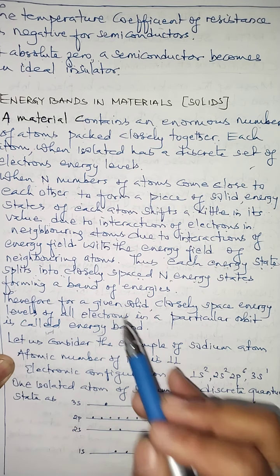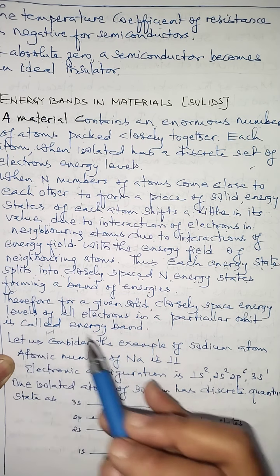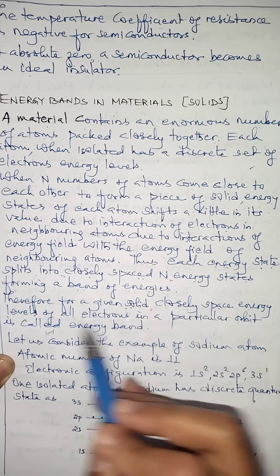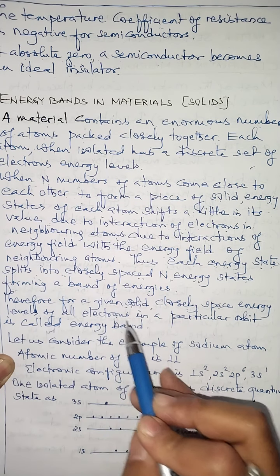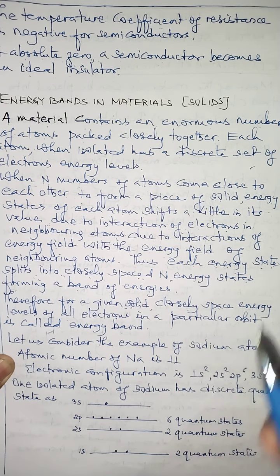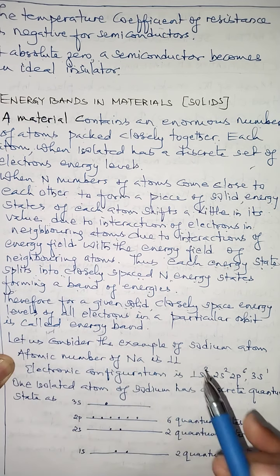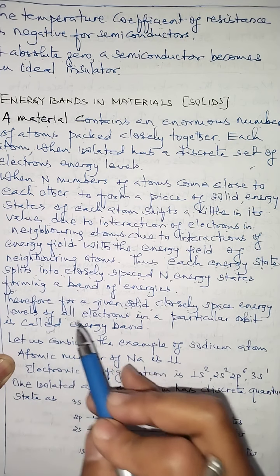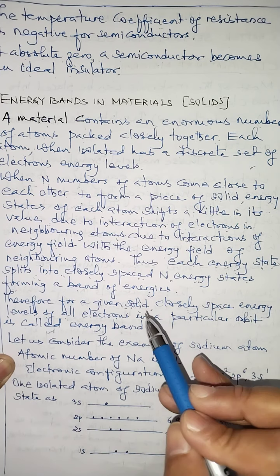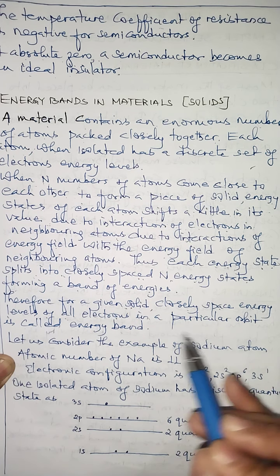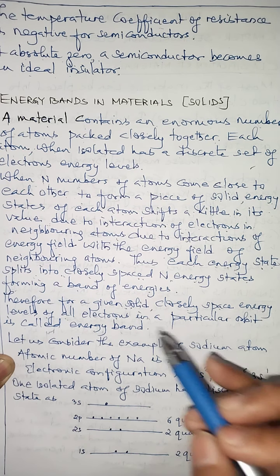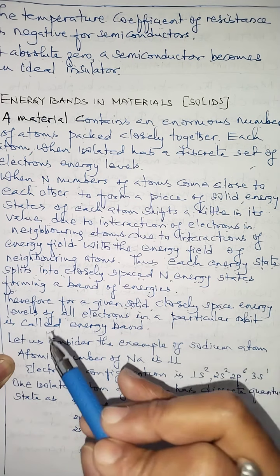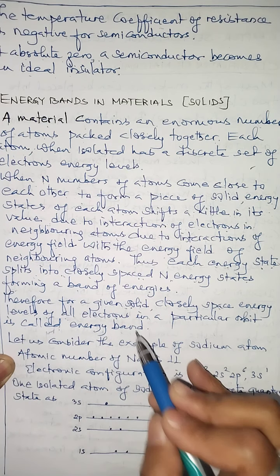So in a simple way, we can define what is energy band. Energy band means, for a given solid, closely spaced energy levels of all electrons in a particular orbit. This is called energy band. We can define energy band as the closely spaced energy levels of all the electrons acquired in n atoms in a solid in a particular orbit, and those levels of energy occur by the number of electrons present in a particular orbit in n number of atoms which form a solid is actually called energy band.